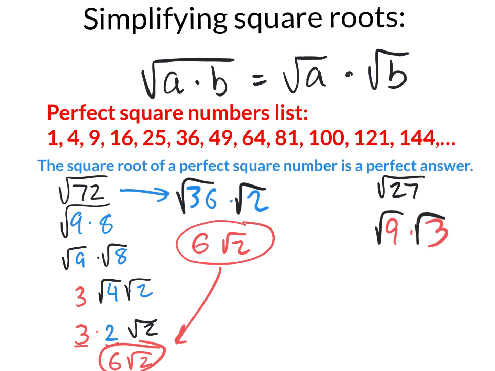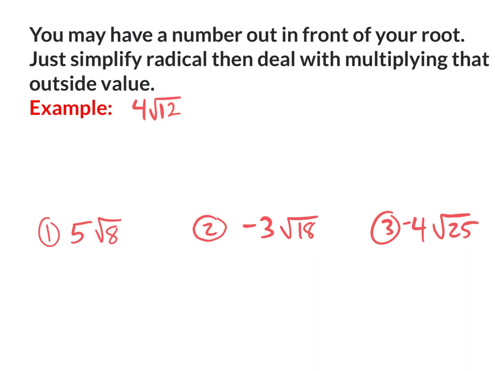Split it. The square root of 9 is 3, and the square root of 3 stays the square root of 3. All right. I hope we understand that, yeah? Let's take a look at this next slide. You see, you may have a number out in front of your root. Just simplify the radical and then deal with multiplying that outside value.